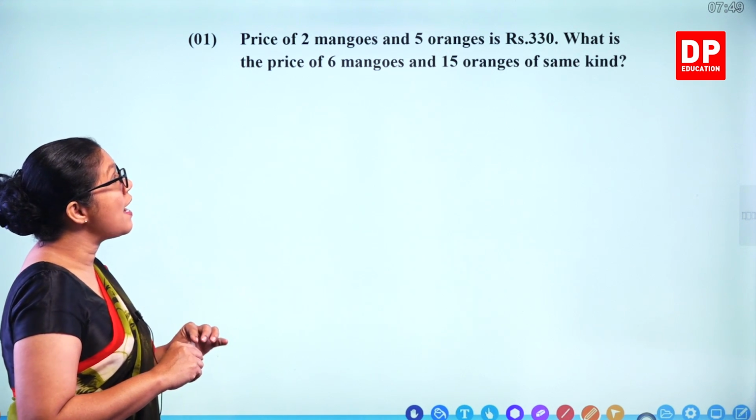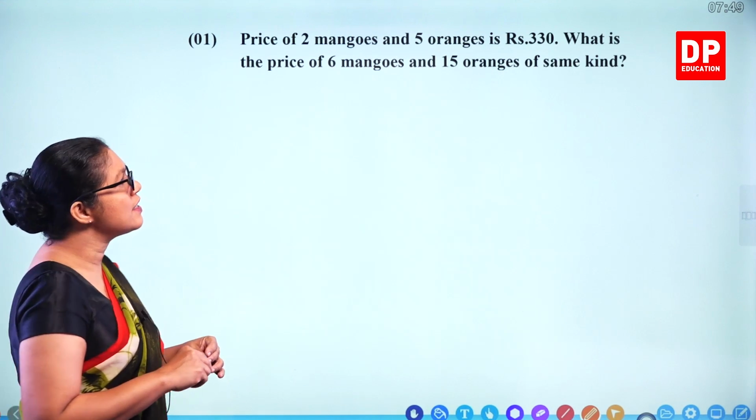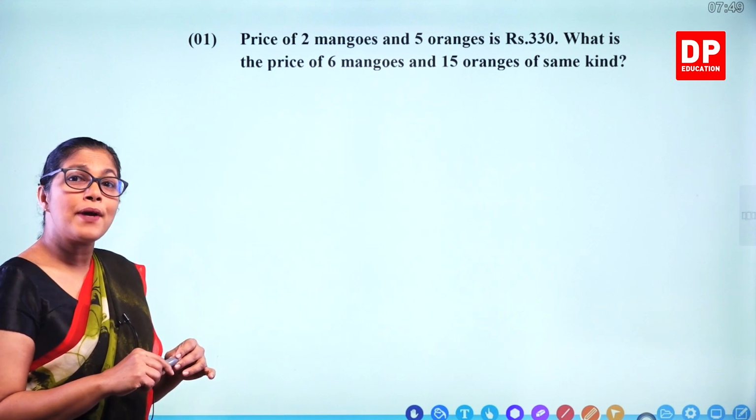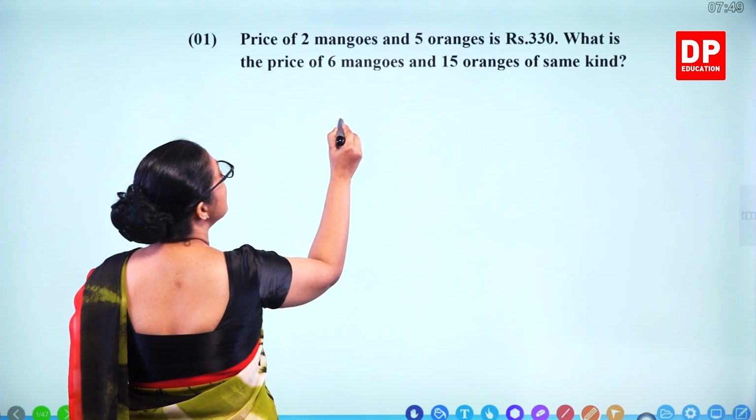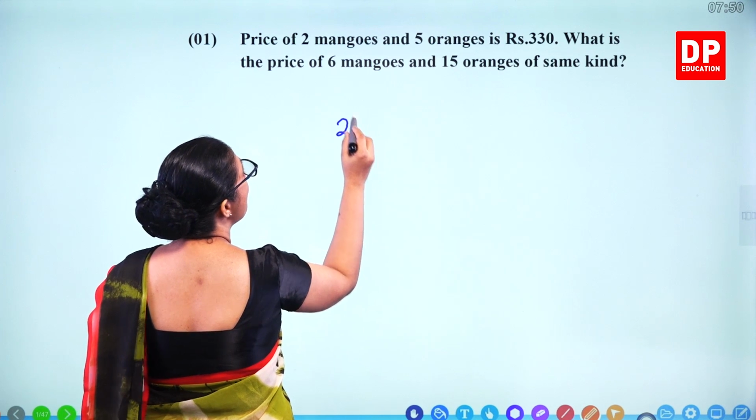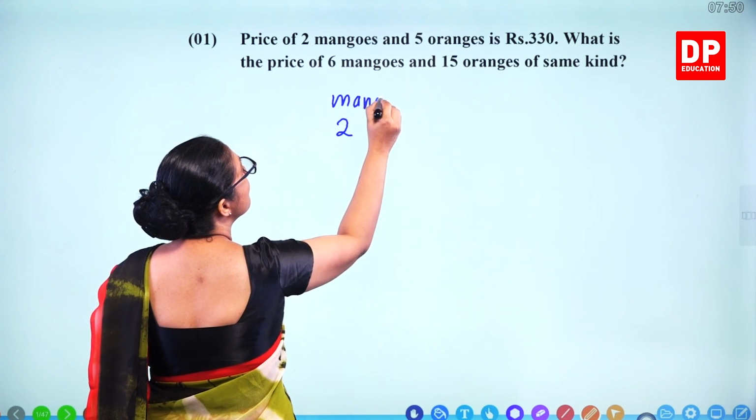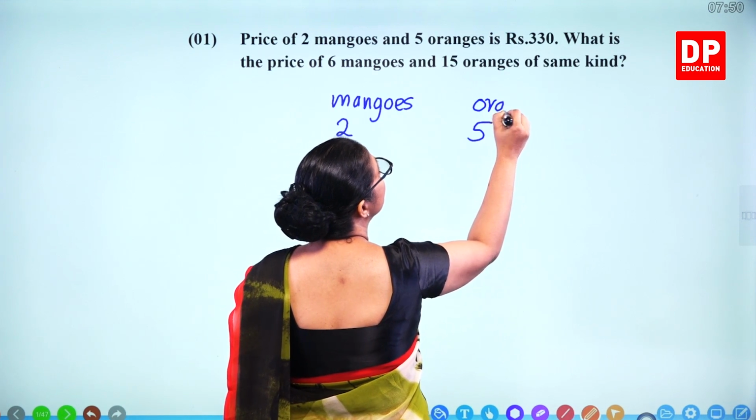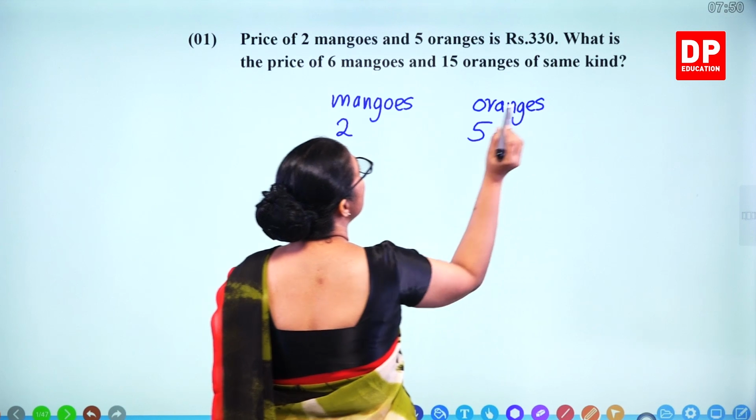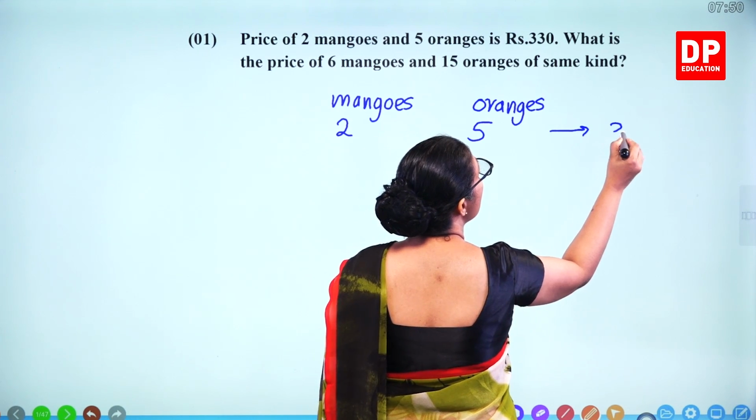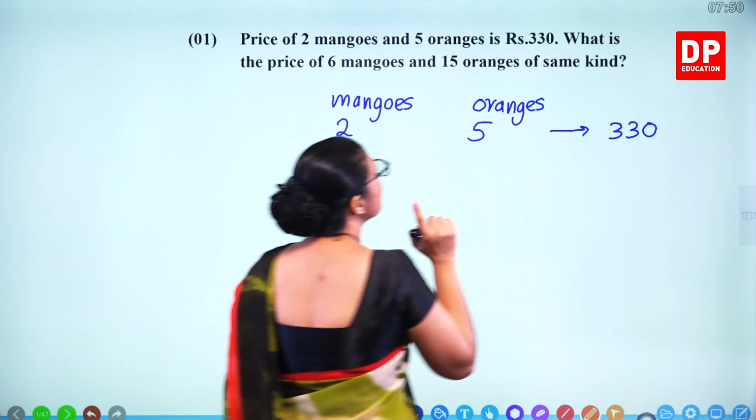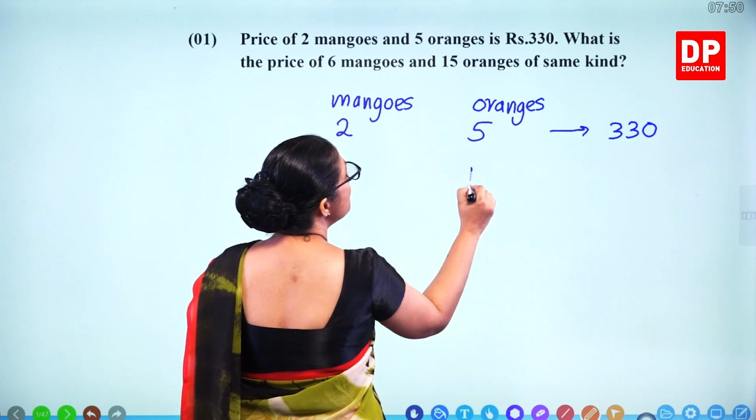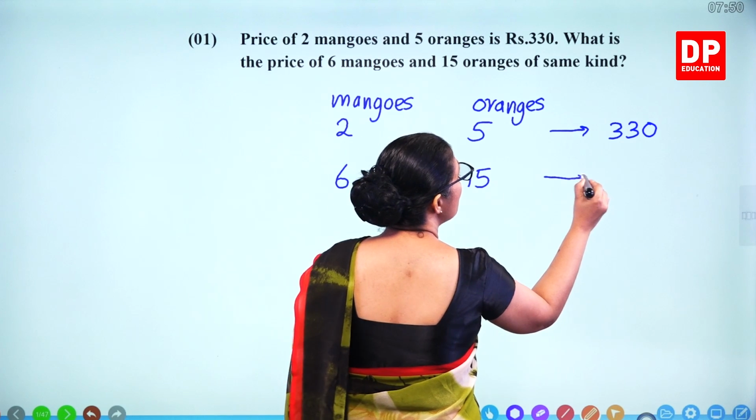Price of 2 mangoes and 5 oranges is 330 rupees. What is the price of 6 mangoes and 15 oranges of the same kind? So we'll try to do 2 mangoes, 5 oranges, that's equal to 330 rupees. So same kind, 6 mangoes and 15 oranges, you need to find out the price.